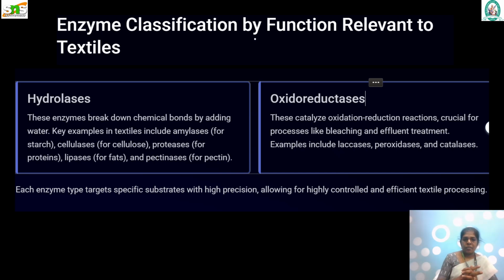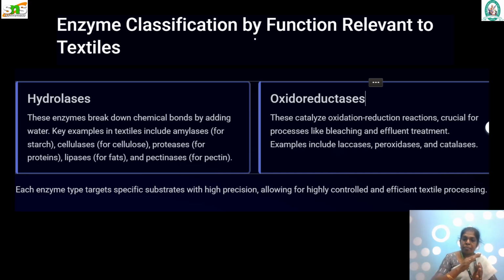The second type of classification is according to their function, and here we are going to specify those which are relevant to textiles. So we'll be going through one by one. The first type of enzyme is hydrolases. So these enzymes, according to their name, act on the substrate by the addition of water.